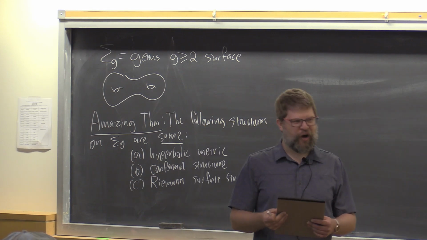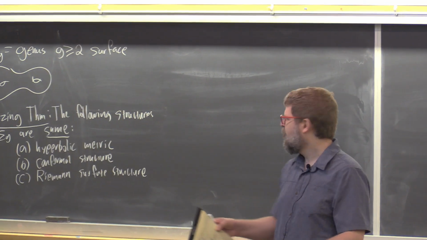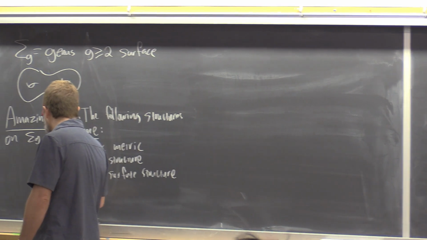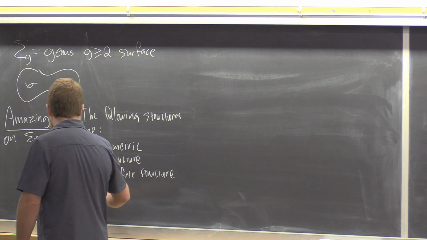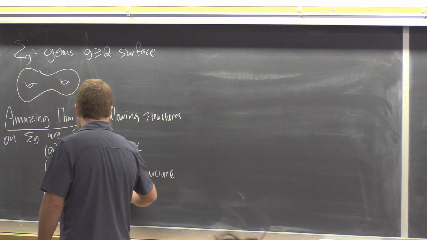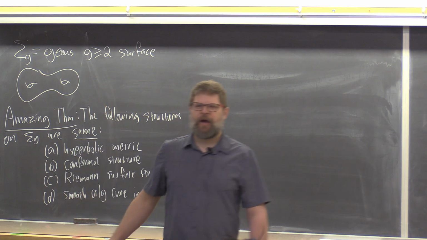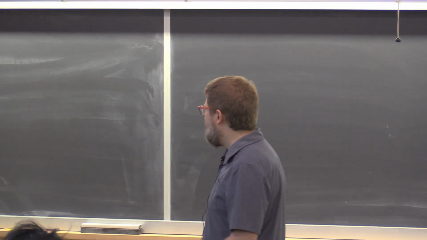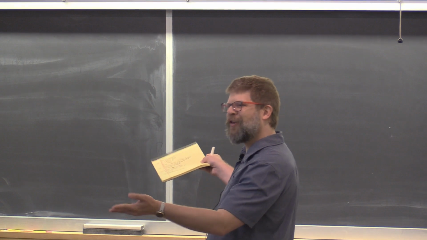This is just a collection of charts to the complex plane where the transition functions are holomorphic. And the fourth is the structure of a smooth algebraic curve in some projective space. In other words, the vanishing locus of a collection of polynomials in projective space that happens to be diffeomorphic to sigma G. These are the same thing, and they don't look the same, right?